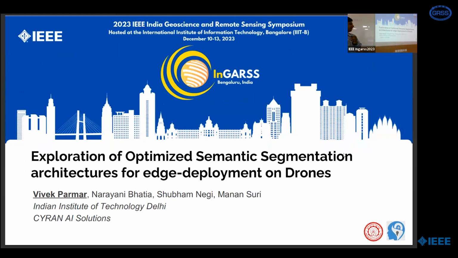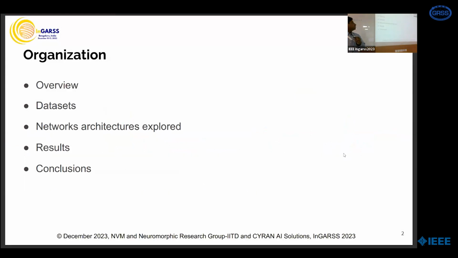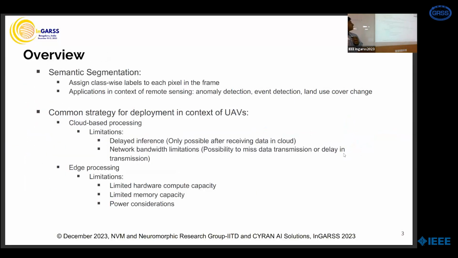Exploration of optimized semantic segmentation architectures for edge deployment workloads. Start with the motivation. Semantic segmentation is basically about class-wise separation of each pixel within the image, and it has widespread applications in remote sensing, especially for anomaly detection, event detection, land use, and change detection.